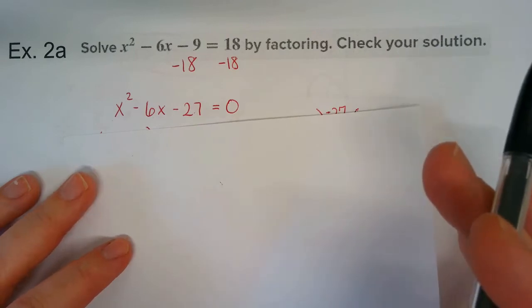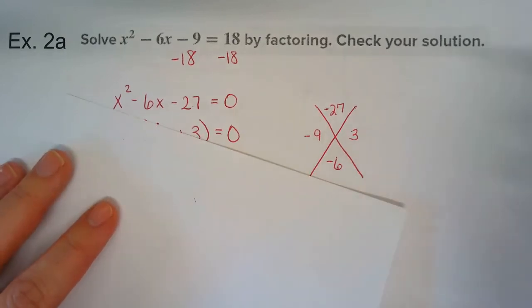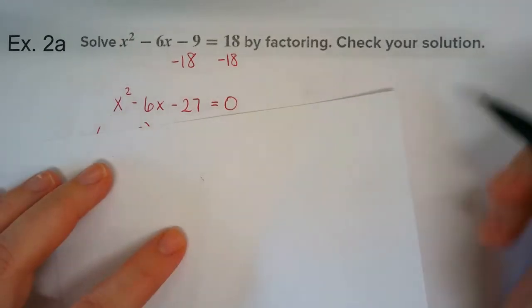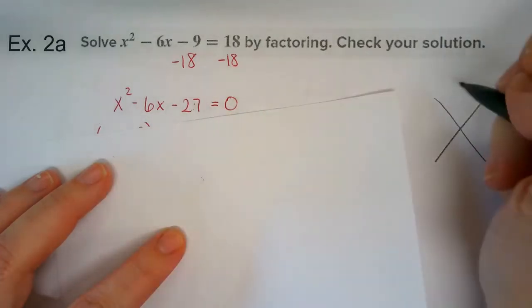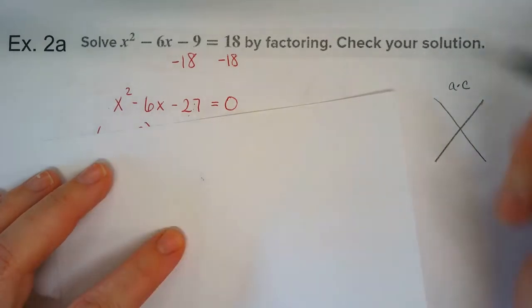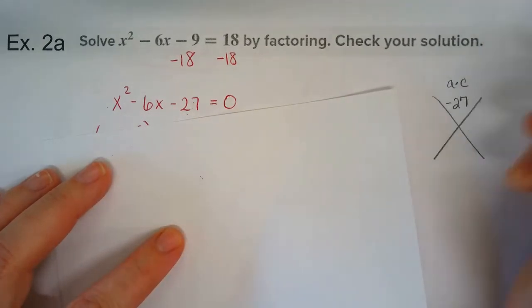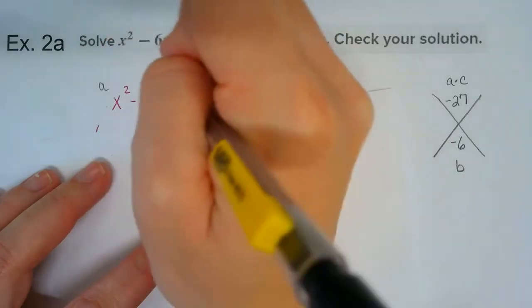Now you're going to tap back into Algebra 1, where we did these x's. So you're going to make an x. A times c goes on top. So I'm doing 1 times negative 27, which is negative 27. And b goes on bottom, which is negative 6.